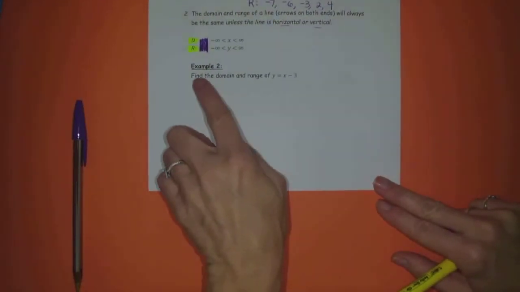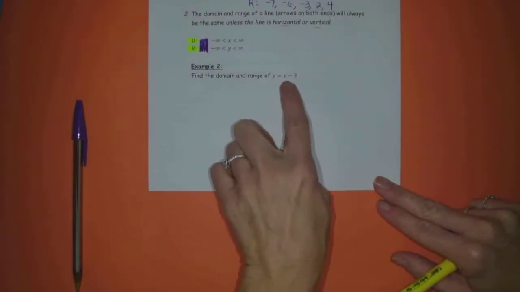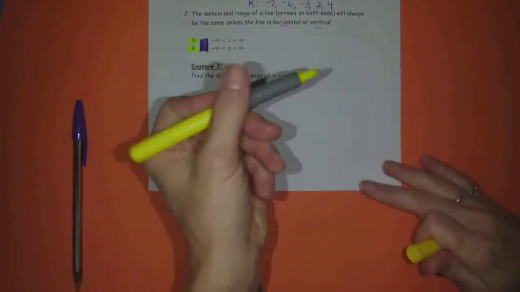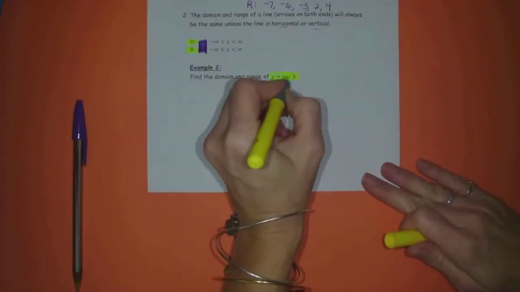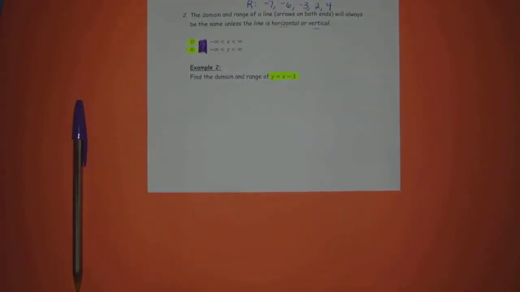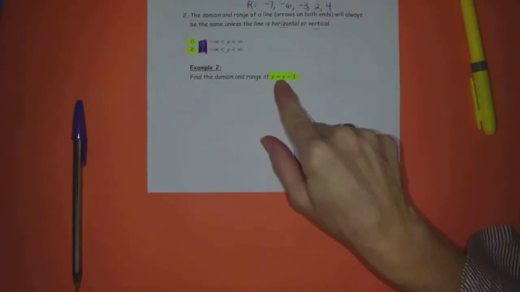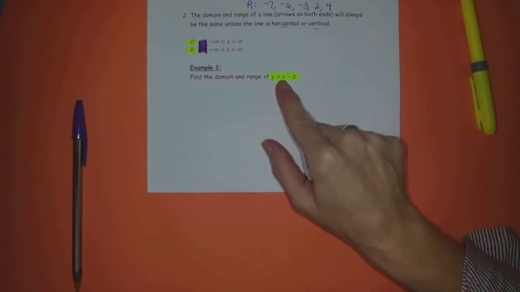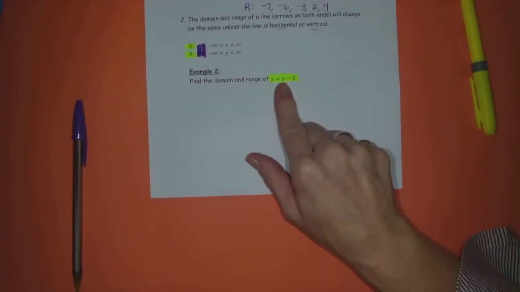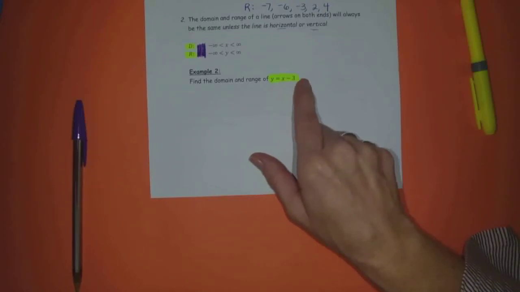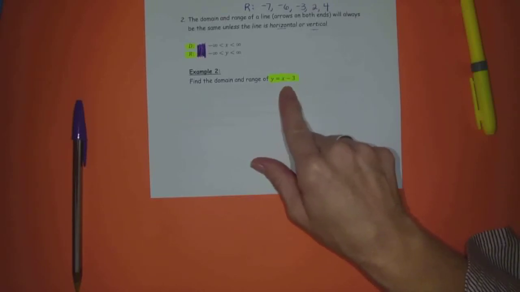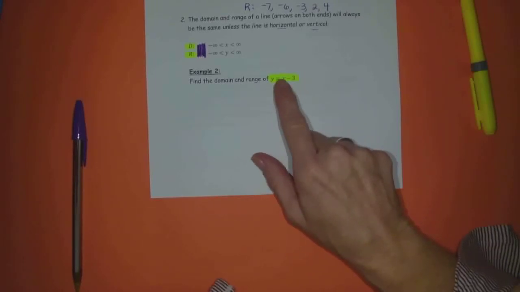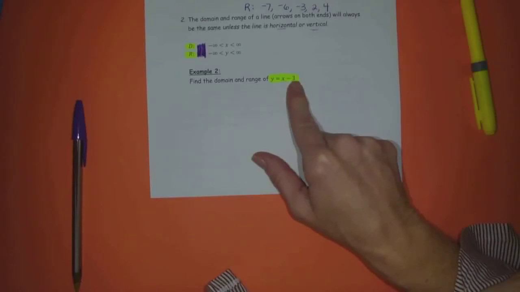So example 2 says, find the domain and range of y equals x minus 3. Okay, so let me highlight over that. Domain and range of this equation. Well, first, if I asked you, give me a number that you can plug in for x. Just think of a number that you can plug in for x. You might say, all right, I'll plug in 10, and 10 minus 3 is 7. Or I'll plug in 100, and 100 minus 3 is 97. Or I'm going to plug in 0, and 0 minus 3 is -3.